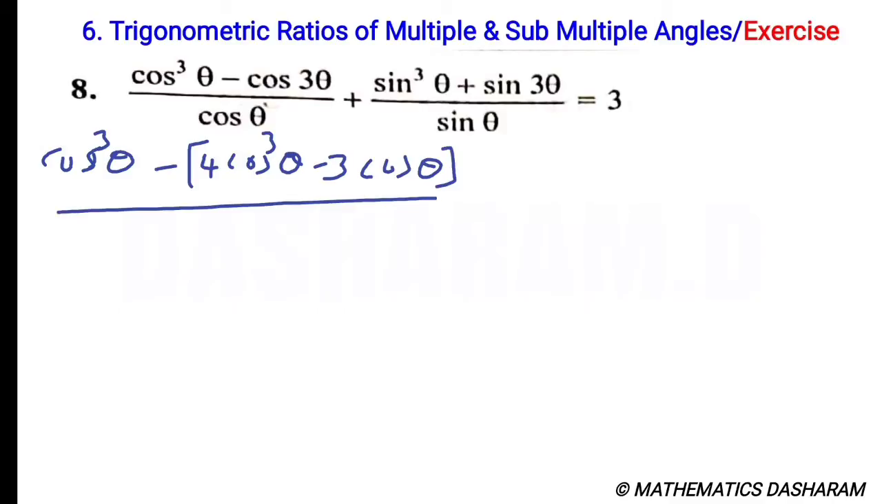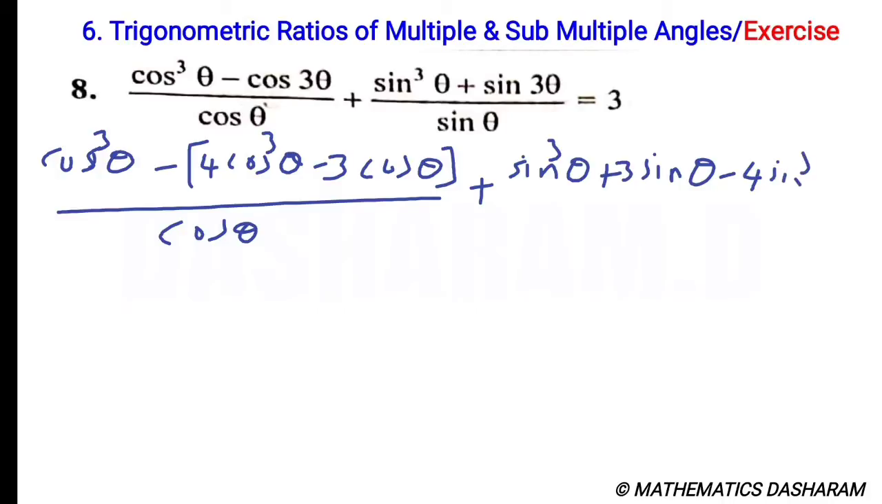divided by cos theta, plus next, sin cube theta plus, here, sin 3 theta formula, 3 sin theta minus 4 sin cube theta, divided by sin theta. Let's simplify the numerator. Here cos cube theta minus 4 cos cube theta is minus 3 cos cube theta.